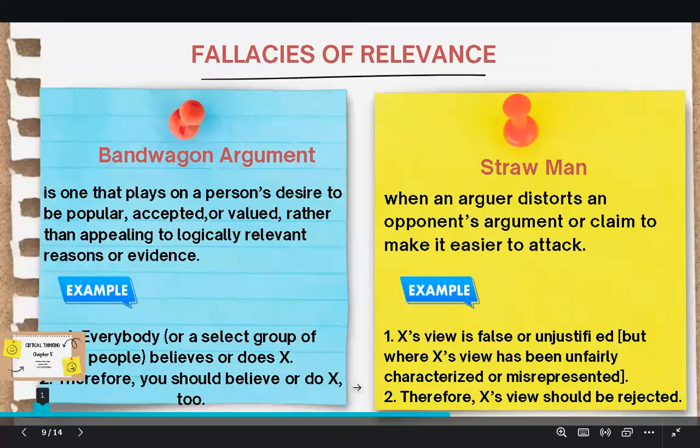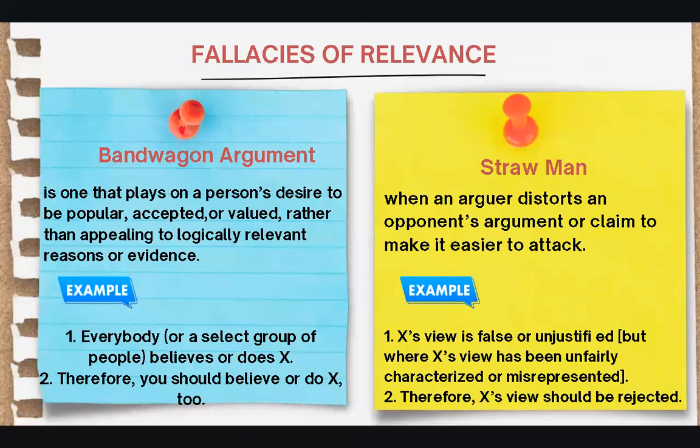A bandwagon argument is one that plays on a person's desire to be popular, accepted, or valued rather than appealing to logically relevant reasons or evidence. For example, everybody believes or does X, therefore you should believe or do X too. And straw man: when an arguer distorts an opponent's argument or claim to make it easier to attack. X's view is false or unjustified, therefore X's view should be rejected.